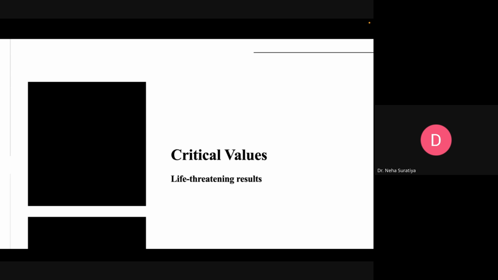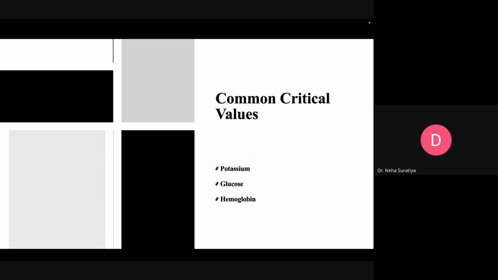Sometimes while working as a clinical pharmacist, you will have this experience: how exactly we need to respond in these scenarios. Let me give you an idea about some critical values you must memorize as healthcare professionals. For example, if potassium is too high, it can lead to what? Fatal arrhythmia. Glucose, if it is severely low, it can result in seizure, brain damage, coma, or death. Hemoglobin, if very low, hypoxia can occur, right? These are some of the critical values you must be aware of.